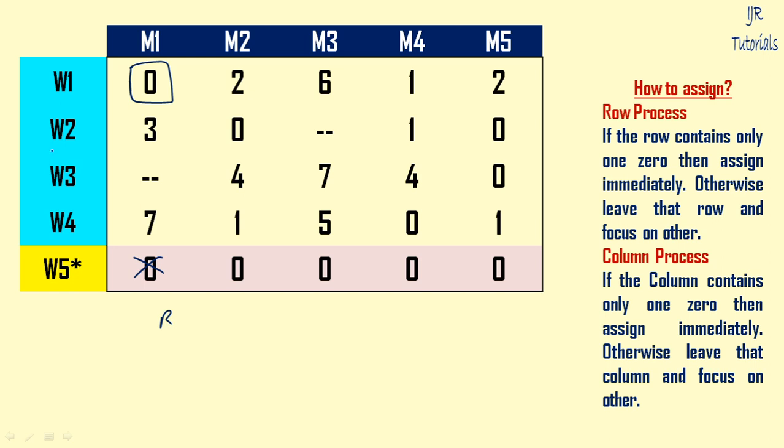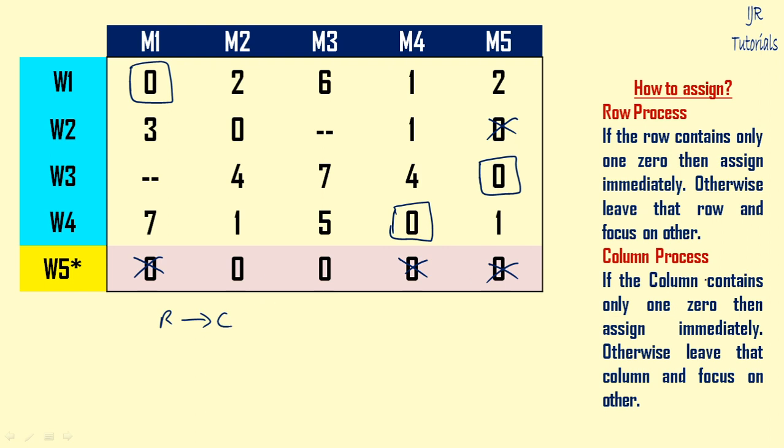In the second row there are 2 zeros, so we leave that row and deal with it after completing the other rows. For W3, there's only one 0, so we directly assign it. In M5 there are already another 2 zeros, so we simply strike off that 0. For W4, again one 0 is there, so we assign it and strike off the remaining 0 of the column. For W5, there are 2 zeros, so the row process is completed. Now we can do the column process.